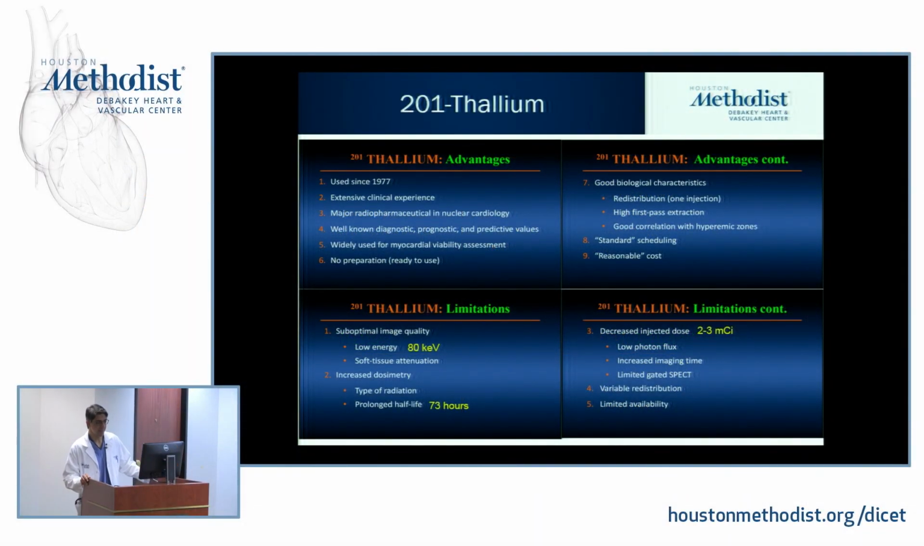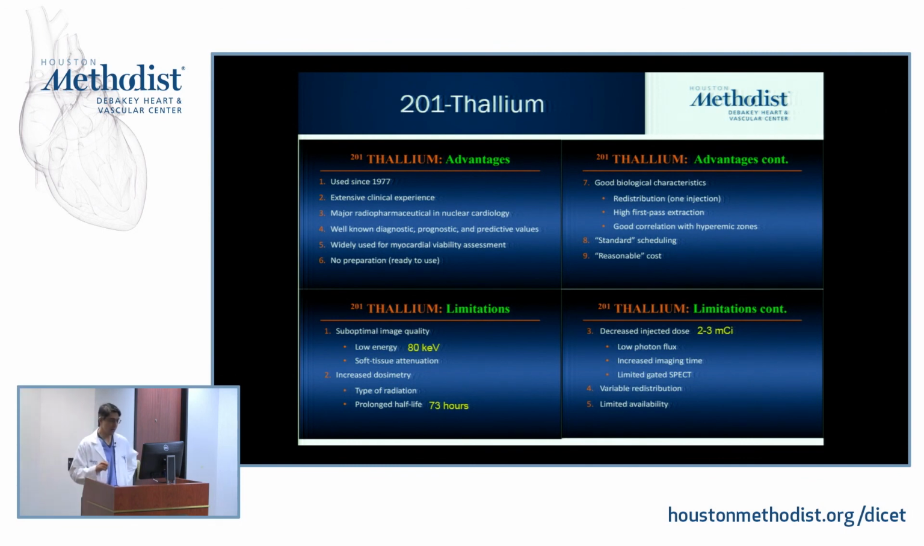Thallium, if we look at the advantages, has been an agent that's been around for a very long time, since the 1970s, with extensive clinical experience. Its advantages are that it tracks blood flow very well. It has this property of redistribution, and hence why we use it with viability imaging. And it's got reasonable cost. But what are its problems? Why are you not seeing us going for it?